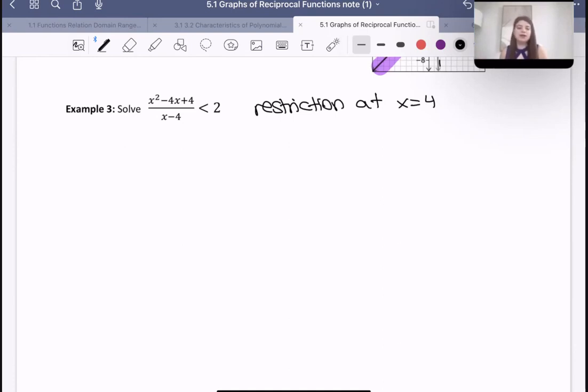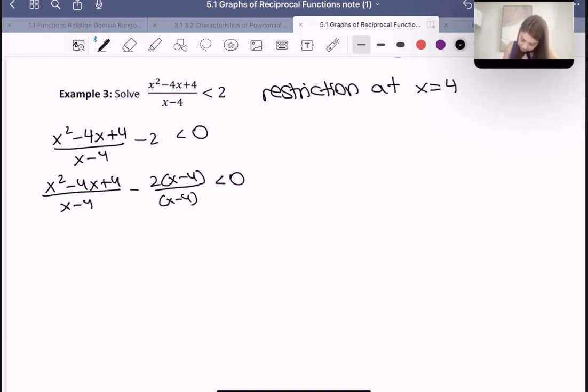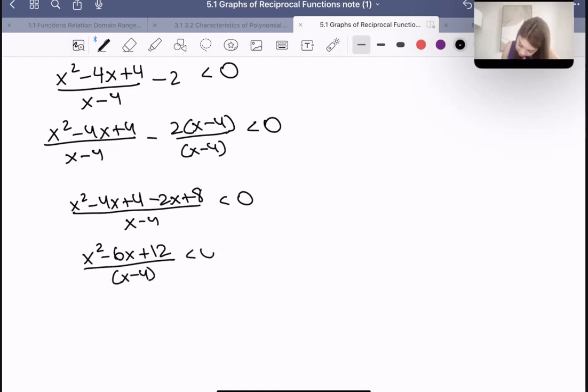Okay, so now let's solve this. First thing I'm going to do is get everything onto one side. So I'm going to move the 2 to the other side, and we get (x² - 4x + 4)/(x - 4) - 2 is less than 0. Then I'm going to make the denominators the same: (x² - 4x + 4)/(x - 4) - (2(x - 4))/(x - 4) is less than 0. And then we subtract: (x² - 4x + 4 - 2x + 8)/(x - 4) is less than 0. So we have (x² - 6x + 12)/(x - 4) is less than 0.